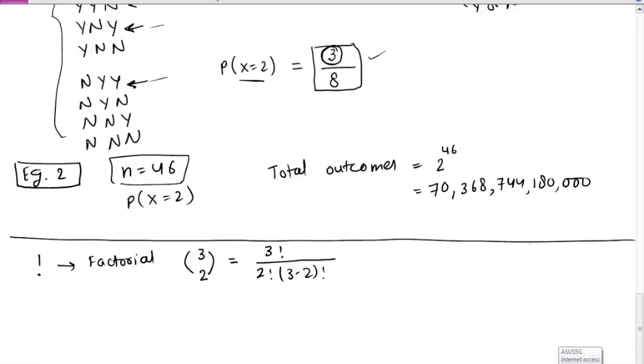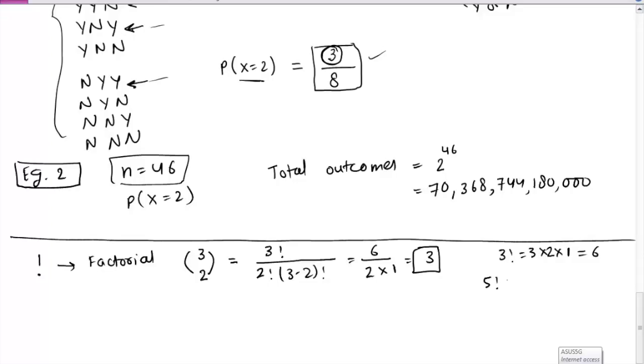Now to calculate 3 factorial, it's very simple. Start with 3, keep on subtracting 1 and multiplying till you reach 1. So 3 times 2 times 1. Stop there. So this gives you 6. Now 2 factorial is 2 and (3 minus 2) factorial is 1. So 6 divided by 2 is 3.